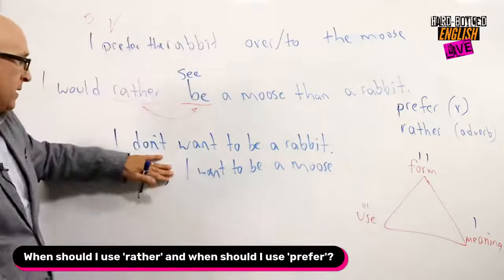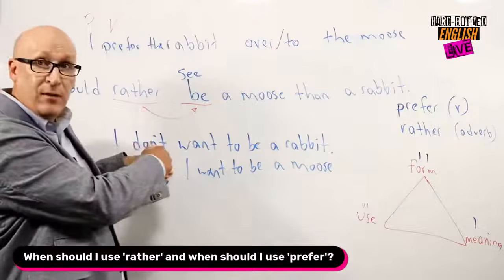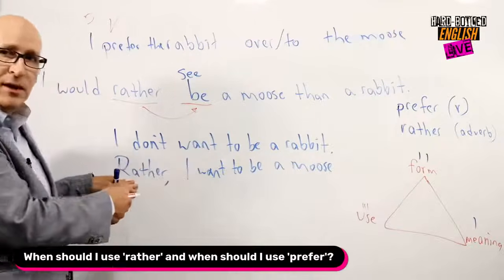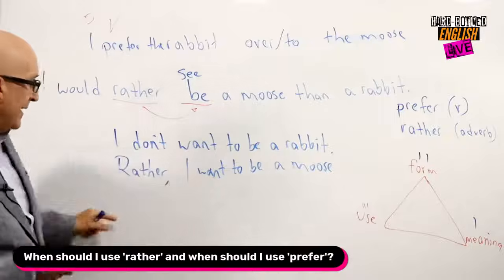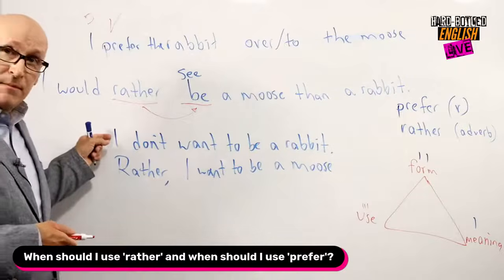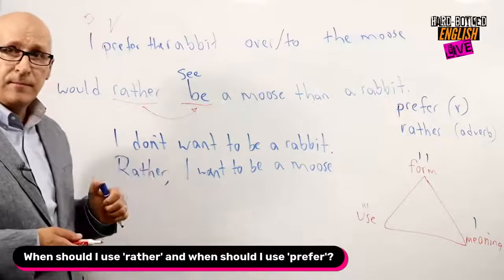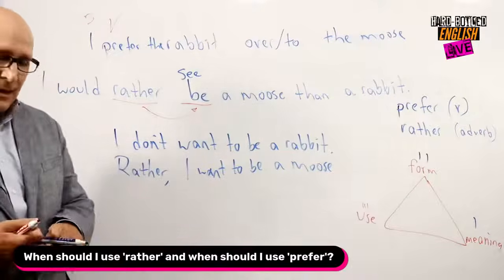Because without that, it sounds really simplified, right? I don't want to be a rabbit, period. I want to be a moose. This communicates that this choice is more your choice than the first one. You prefer this choice. Okay, that's another way you can use rather.